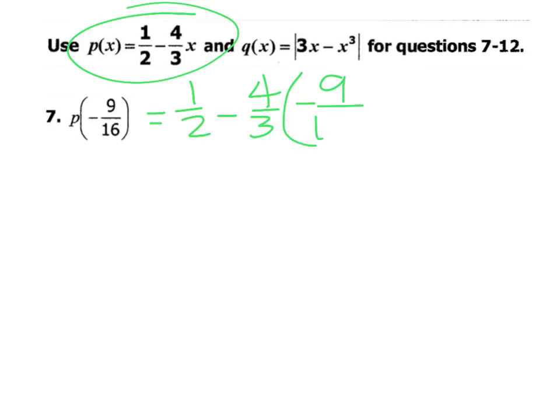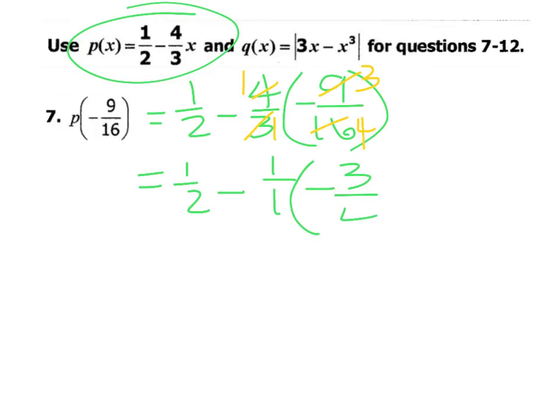negative 9/16. Now before multiplying our fractions together, let's cross-simplify to make life a little easier. So we can divide the 3 and the 9 both by 3. We get 3 on top, 1 over here. 4 and 16, we can divide both of those by 4, so we've got 1 and 4. And then essentially we can rewrite this as 1/2 minus 1 over 1 times negative 3 over 4. Now negative 1 over 1 times negative 3 over 4 is going to give us plus 3/4.